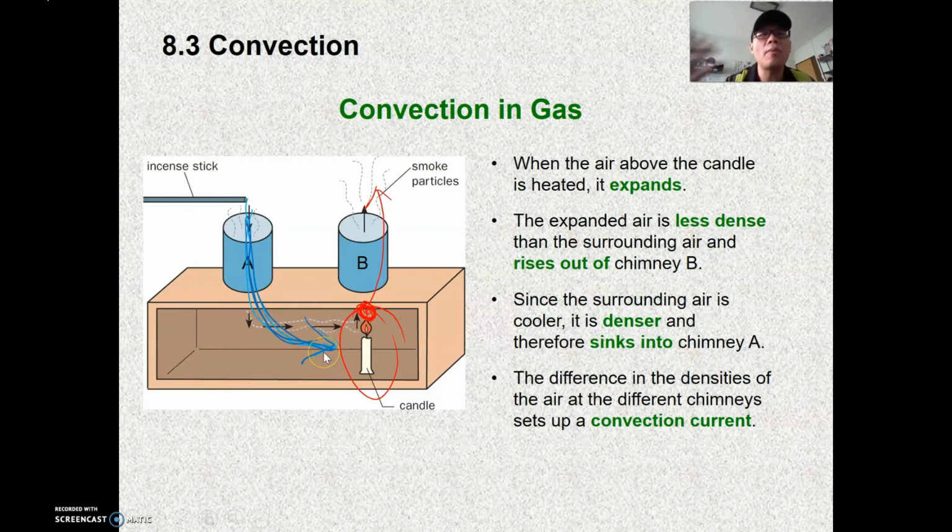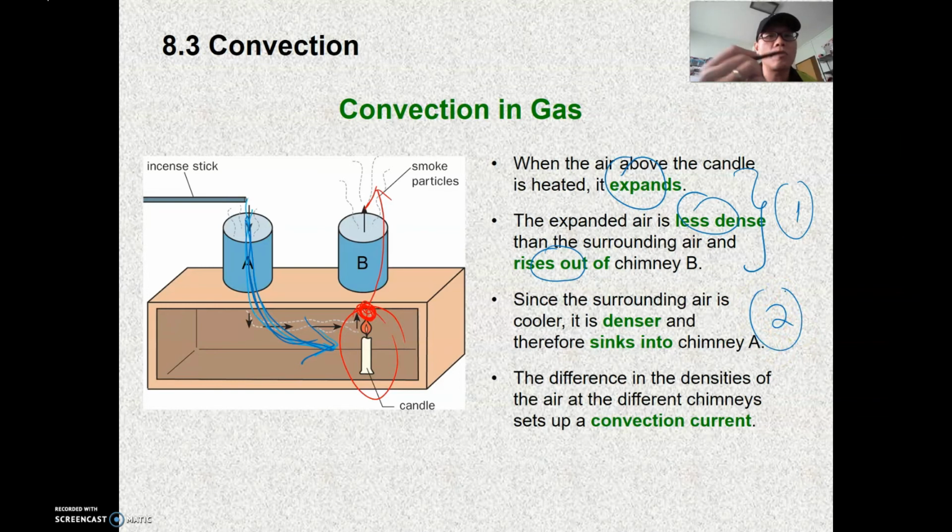But how about the keywords that we are looking at? For the keywords, it will still be the same three sections. I talk about the hot section, whereby I talk about expansion first, and less dense, and after that I state the outcome, whereby the air rises up. That will be the first section. The second section will be the same. I talk about the cold region, whereby the air being colder, which is relatively denser in density, will sink down to the chimney A to take the place of the hot region.